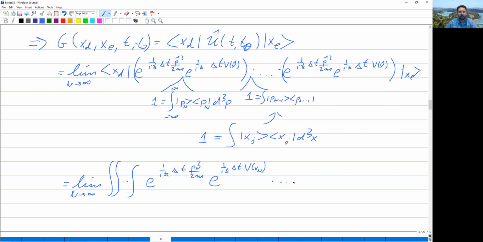And it keeps going like this until we have a term of the form 1 over iħ Δt, and then we have p1 squared over 2m, and e to the power of 1 over iħ Δt V of x1, or the xe actually.